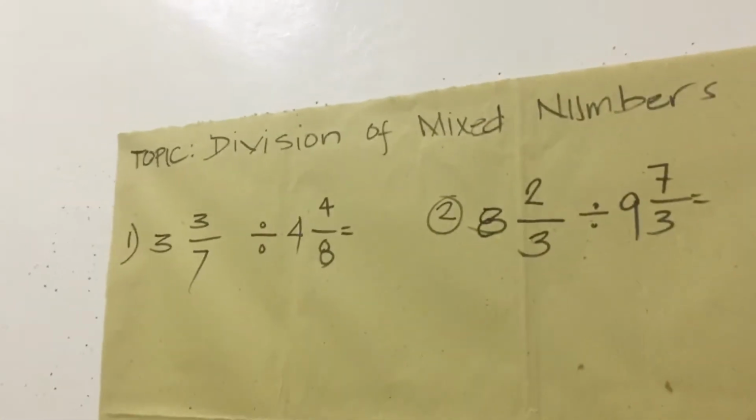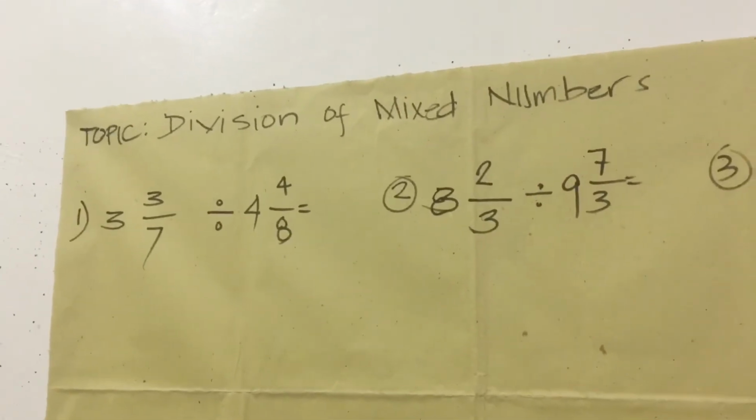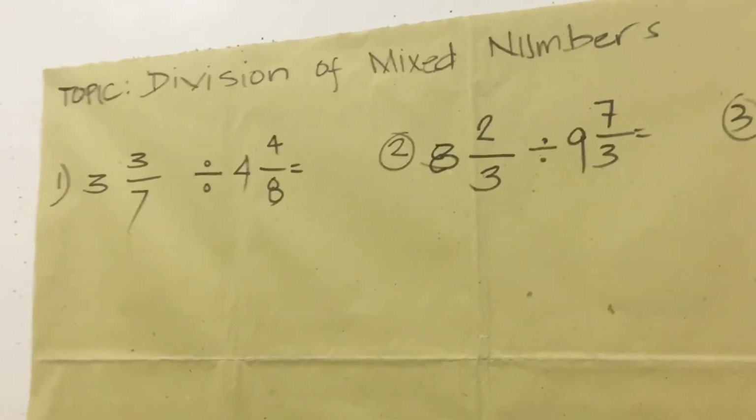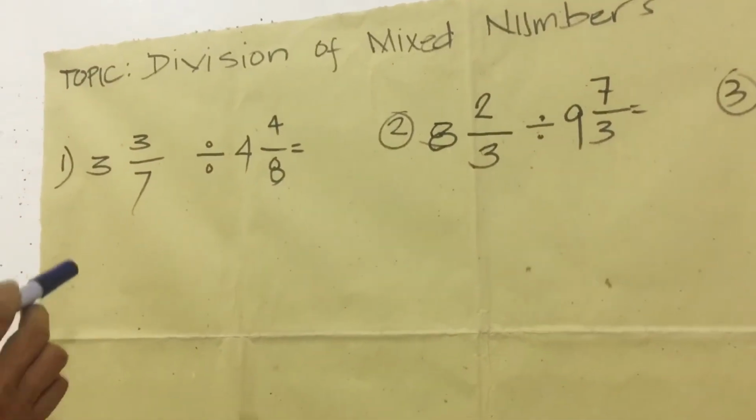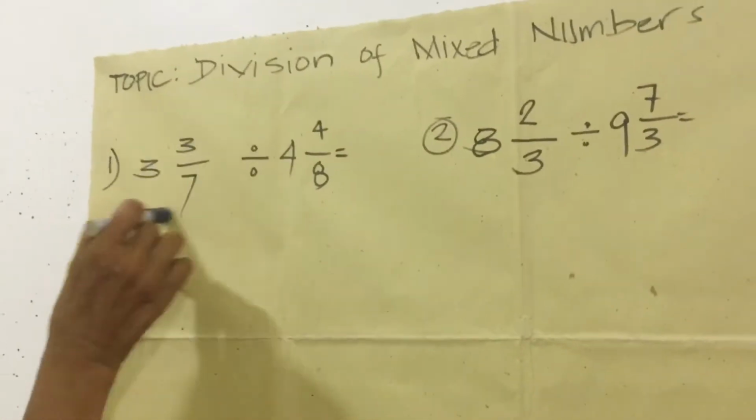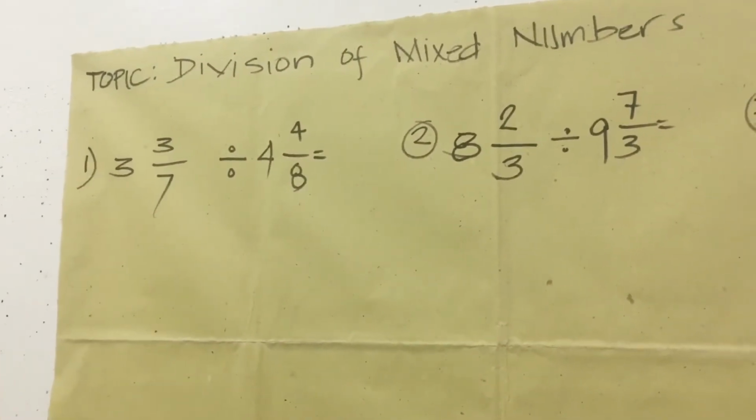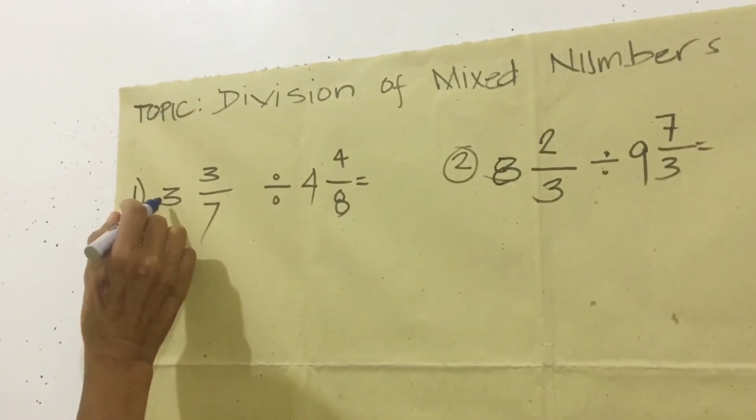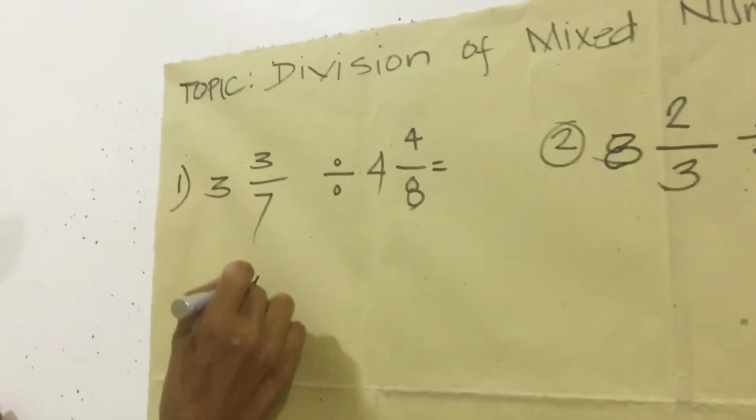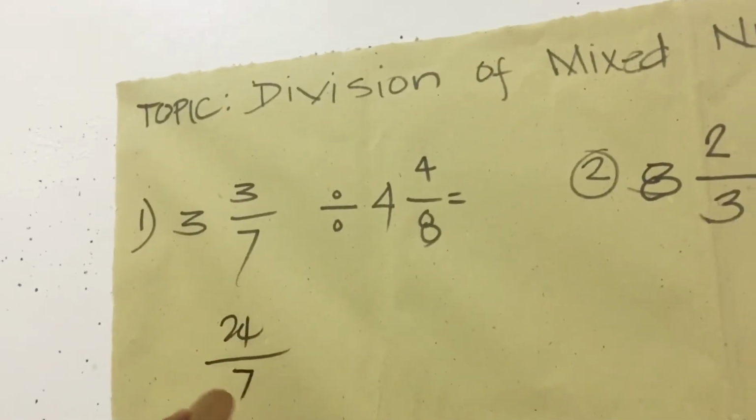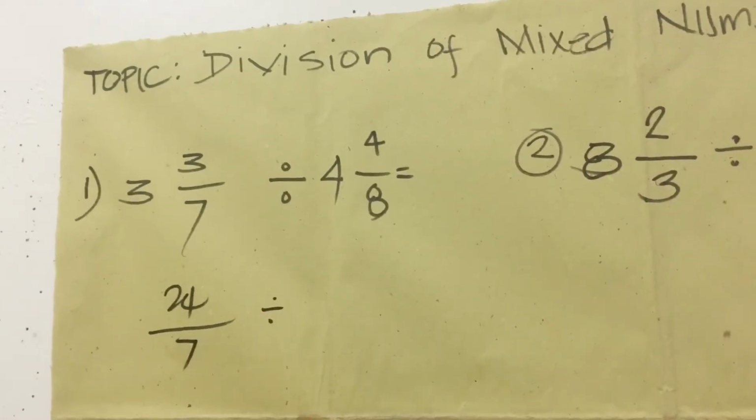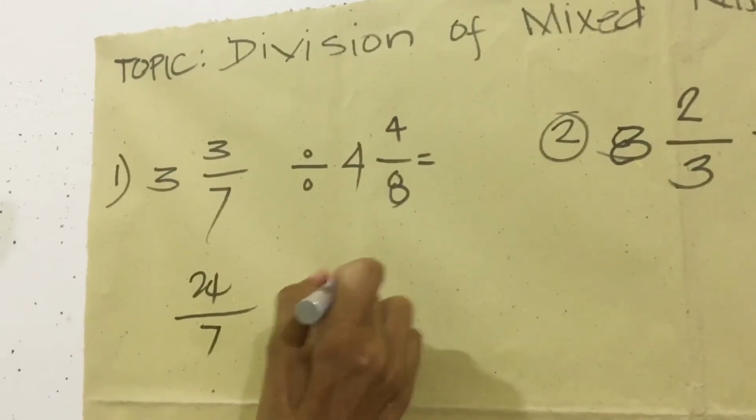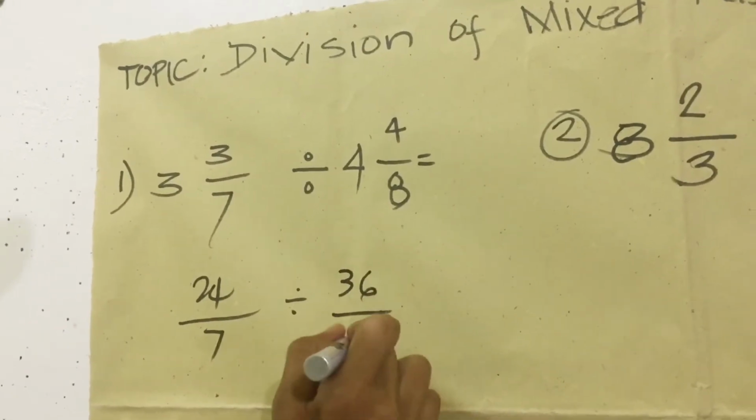Today our topic is about division of mixed numbers. In division of mixed numbers, what we have to do first is to change the mixed numbers into improper fractions. 7 times 3, 21, plus 3 equals 24 over 7, divided by 8 times 4 equals 32, plus 4 equals 36 over 8.